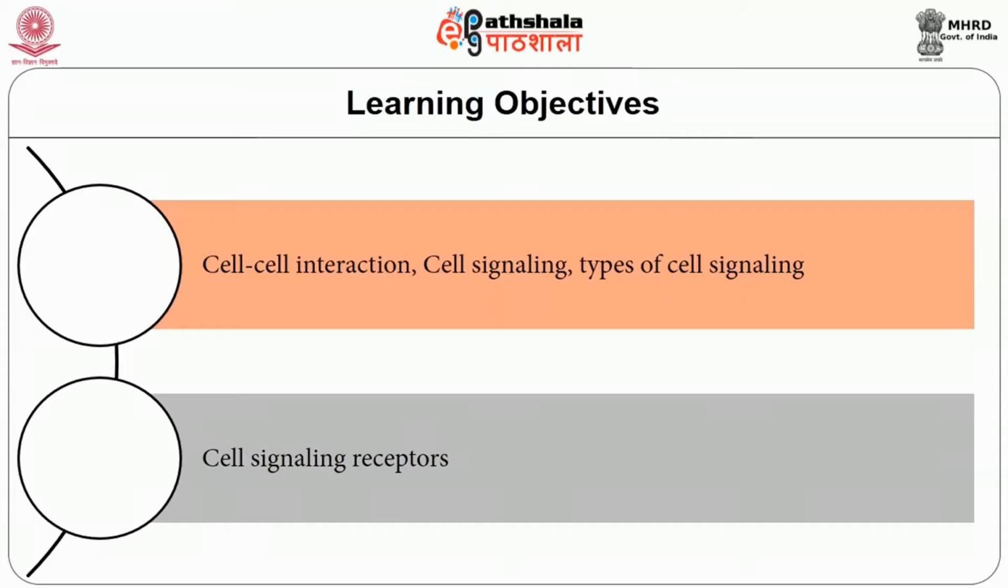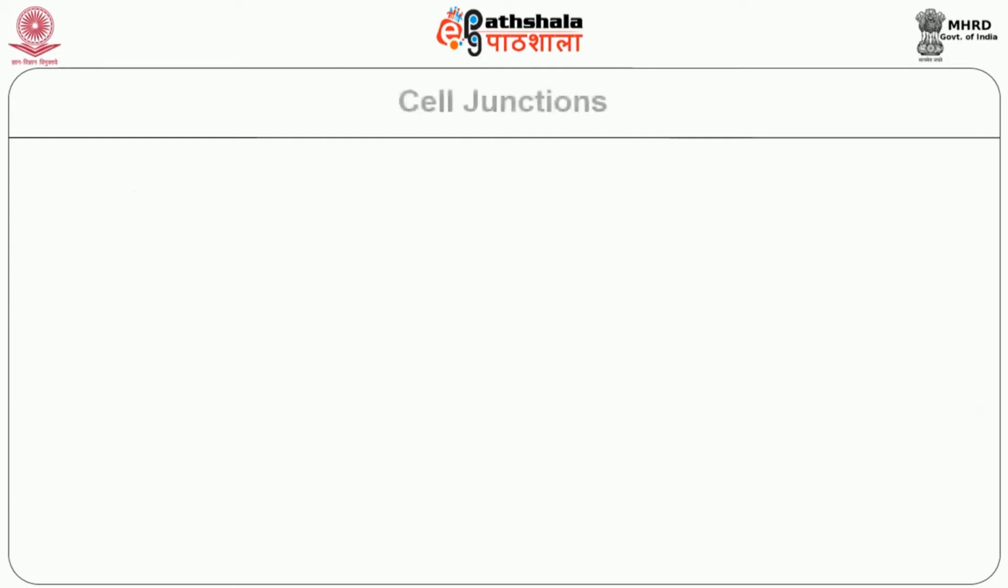So this module is going to deal with the intracellular communication. This module also explains about the cell signaling, types of cell signaling and various receptors involved. After completing this module, you will be able to know about what is cell-to-cell interaction, cell signaling, types of cell signaling and the various cell signaling receptors. First, we will see about cell junctions.